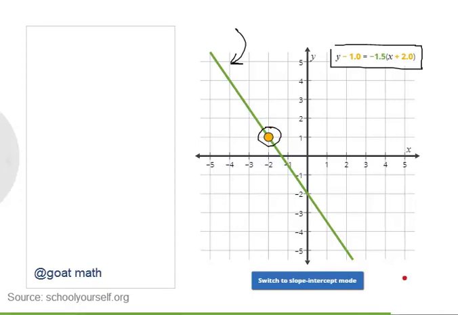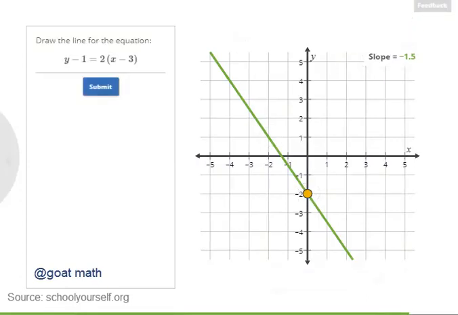In this interactive, this button here will switch us from point-slope form to slope-intercept form. So let's go ahead and push this button. Sure enough, this is the exact same line, but now it's in slope-intercept form. The slope is still -1.5 and the y-intercept is -2. So the slope-intercept form is y equals -1.5x minus 2.